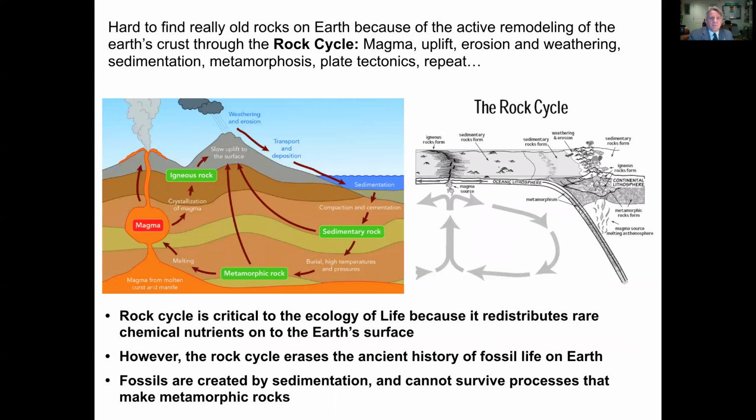Now, one problem in terms of making it difficult to find old fossils is that it's really hard to find old rocks on Earth because of this process of the rock cycle, where you have magma, uplift, erosion, weathering, sedimentation, metamorphosis, plate tectonics, repeat. So this constant recycling of rocks on the Earth means that there will be very, very few rocks that date all the way back to the time in the Precambrian when all of these key events in the origin and evolution of life were happening.